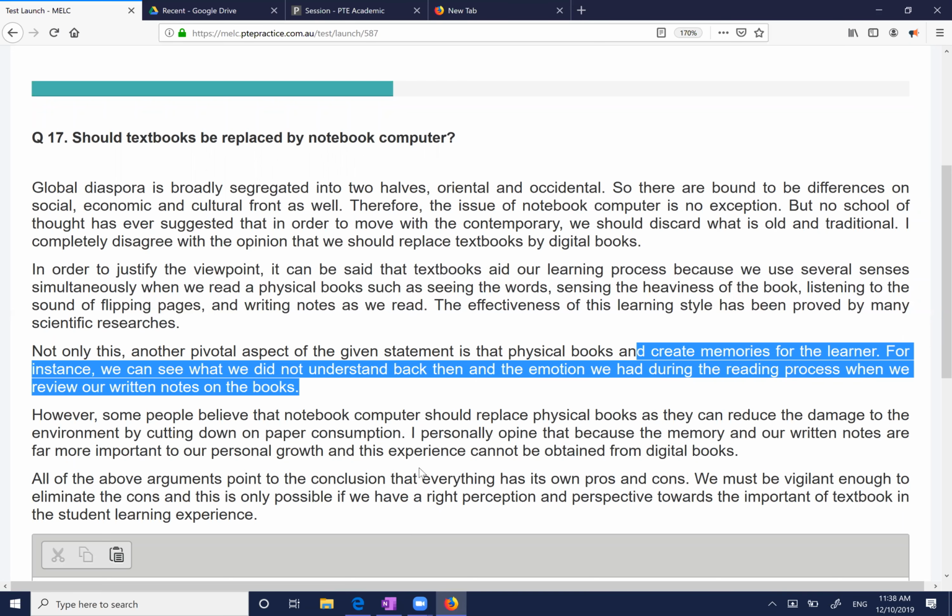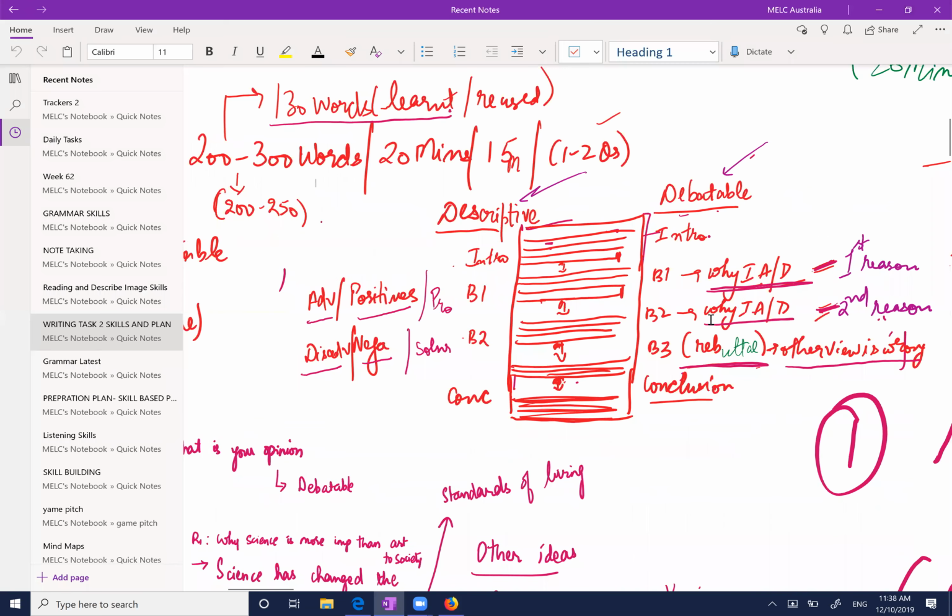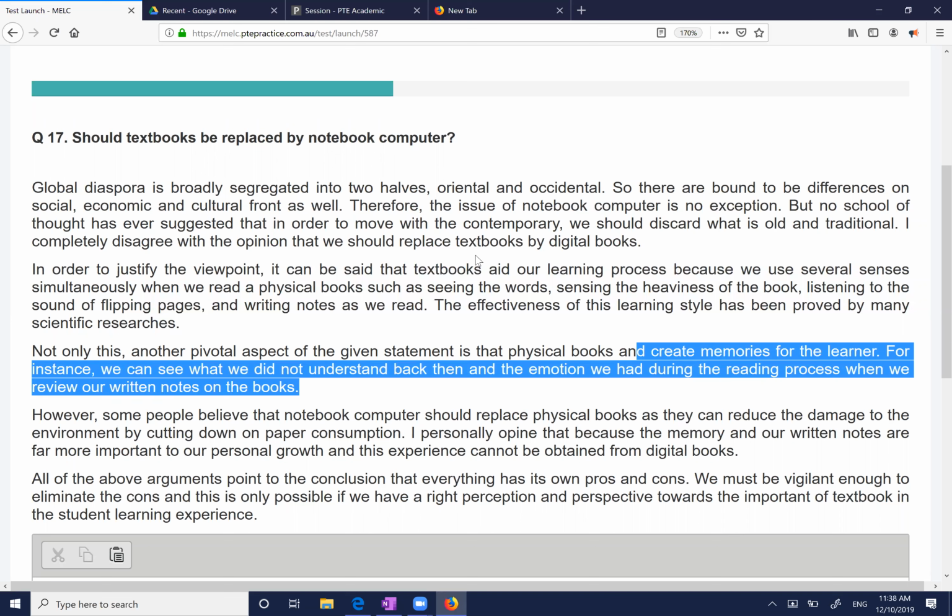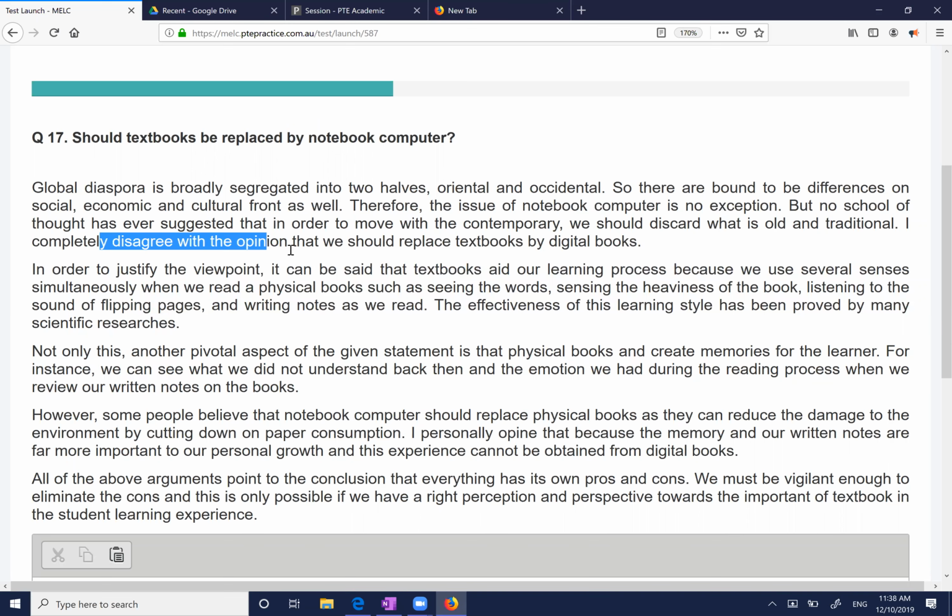This is a rebuttal paragraph. You know how it is written, rebuttal? I completely disagree with the topic that textbooks should be replaced by digital books. So I disagree with the topic. Yes or no? Yes. Now, people who agree with it, why are they wrong? That is called rebuttal paragraph. People who agree with the topic, why they are wrong.